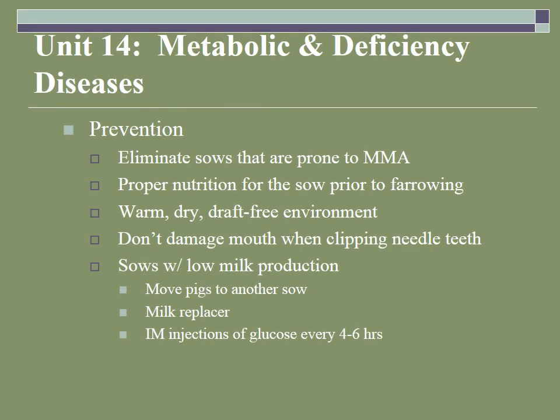So how do we prevent it? Eliminate sows, cull them from the herd if they're prone to MMA. That's a disease that we discussed, I think, earlier in this class. Mastitis, metritis, and agalactia in pigs. If you have sows that are prone to that particular problem, it's probably a good idea to get them on the truck and get them off the farm, because they're going to cause problems with your sow litters.